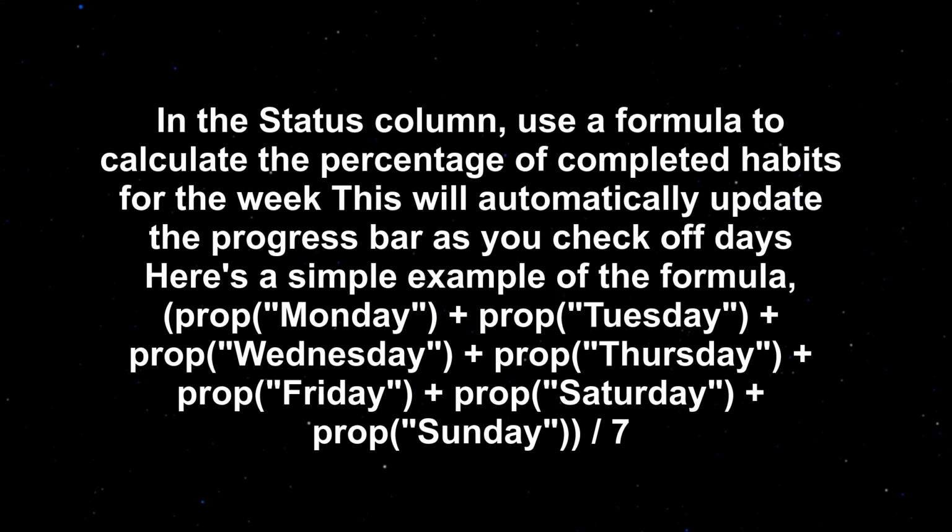In the status column, use a formula to calculate the percentage of completed habits for the week. This will automatically update the progress bar as you check off days. Here's a simple example of the formula. Prop Monday plus Prop Tuesday plus Prop Wednesday plus Prop Thursday plus Prop Friday plus Prop Saturday plus Prop Sunday.